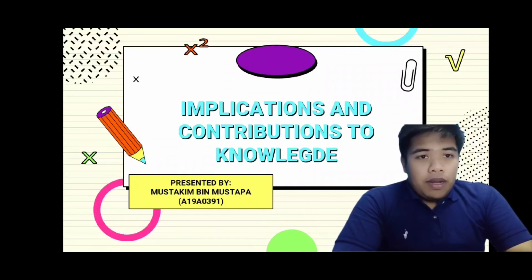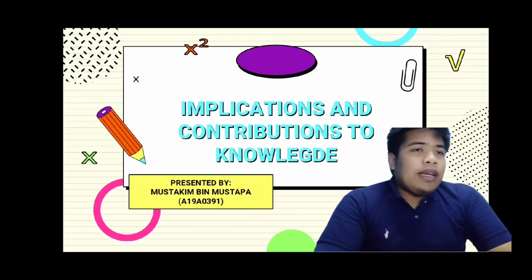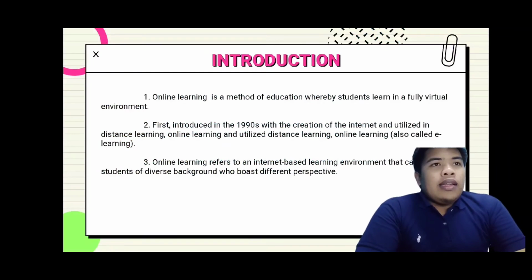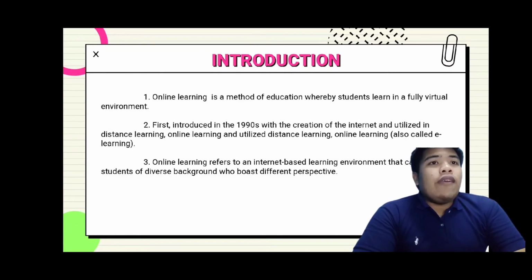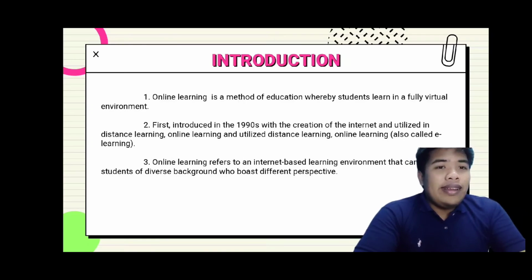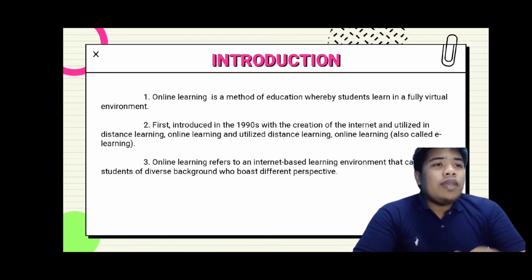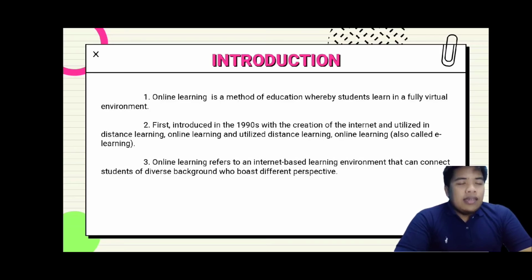My metric number is A1A0391. In my part, I would like to present the implication and contribution to knowledge. The introduction: online learning is a method of education where students learn in a fully virtual environment. It was first introduced in the 1990s with the creation of the internet and utilized in distance learning, also called e-learning. Online learning refers to an internet-based learning environment that connects students of diverse backgrounds who bring different perspectives.